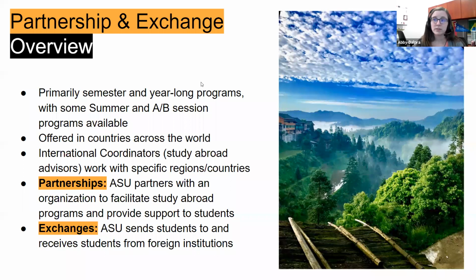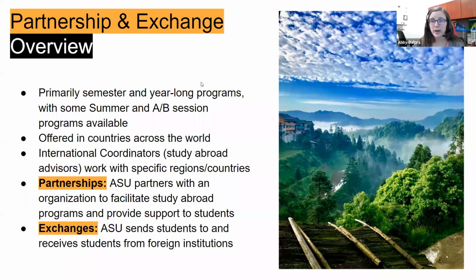ASU is partnering with an organization that facilitates these study abroad programs. And those organizations sometimes will have their own study center, or they may be also partnering with an international institution.